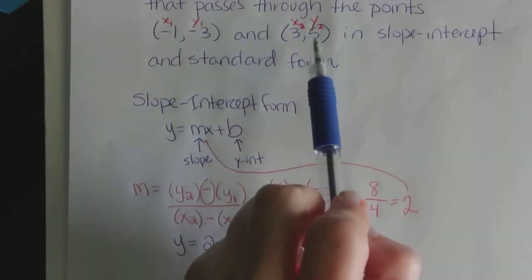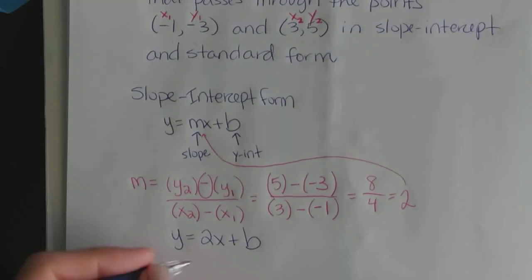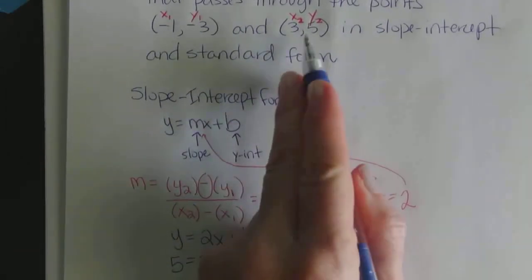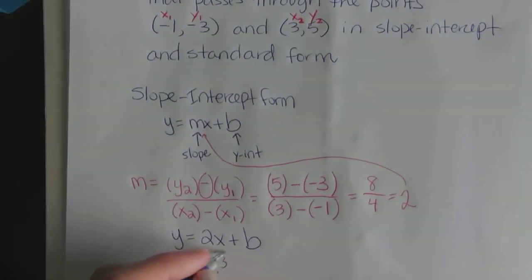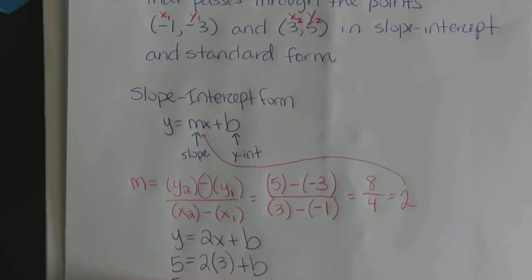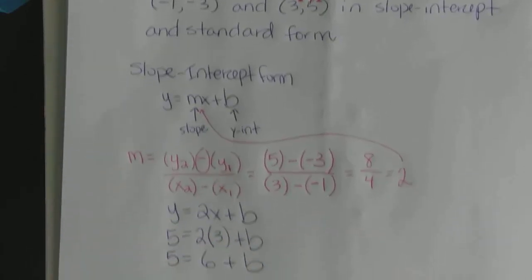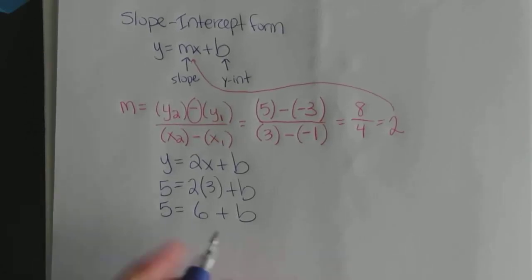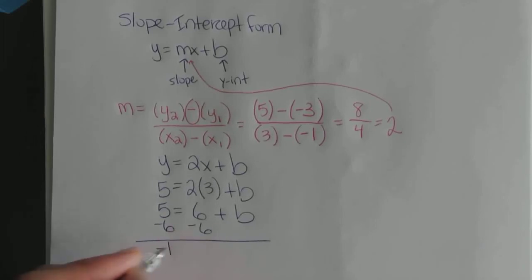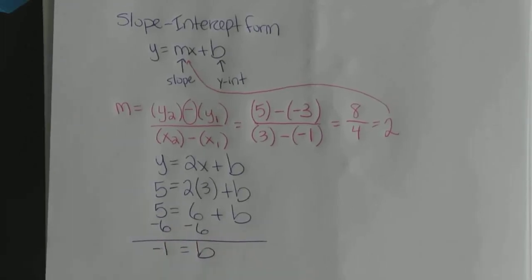So let's do it. So the y value is 5. The x value is 3. And I'll solve for b. Finishing this off, I have 5 equals 2 times 3 is 6 plus b. And to solve for b, I'll simply subtract 6 from both sides. 5 minus 6 is negative 1. So b is negative 1.